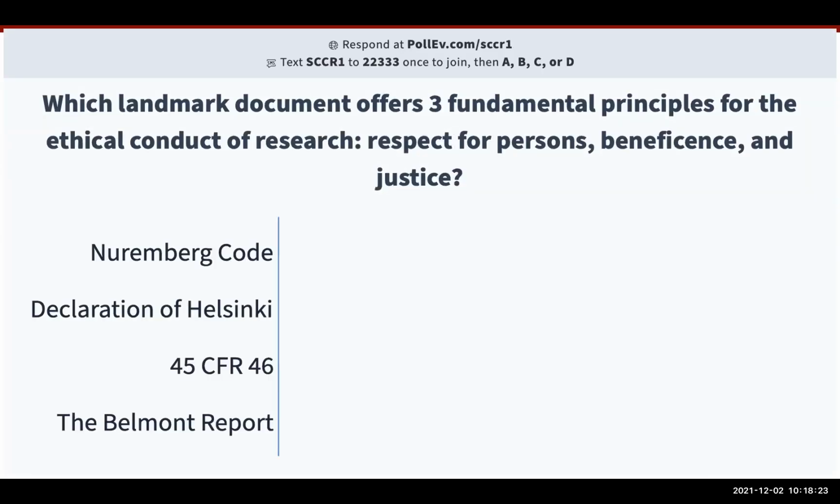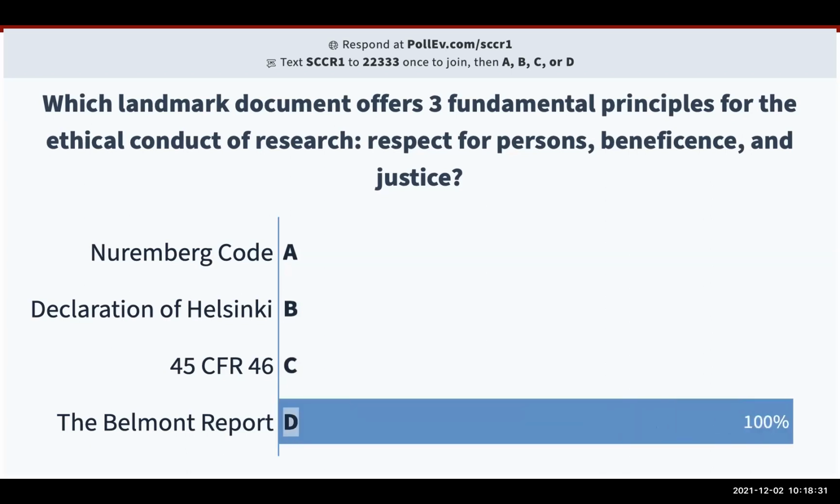Which landmark document offers three fundamental principles for the ethical conduct of research: respect for persons, beneficence, and justice? Yes, this is a softball question: the Belmont Report, which we went over pretty in depth.